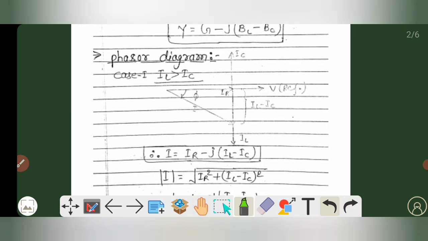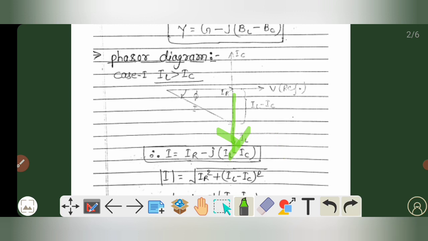If the inductive current is greater than the capacitive current, then for the construction of the phasor diagram in a parallel circuit, voltage is taken as reference. In a resistor, the current is in the same phase as the voltage. In the case of a capacitor, this is the voltage and the current will lead by 90 degrees, so this will be IC. And in the case of an inductor, the current lags the voltage by 90 degrees, so this will be IL.